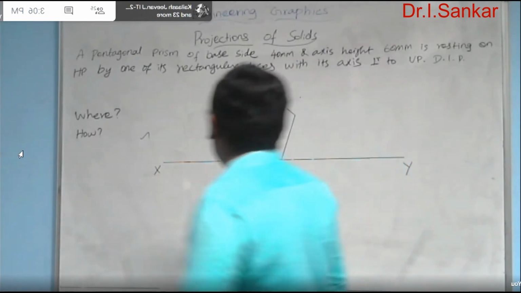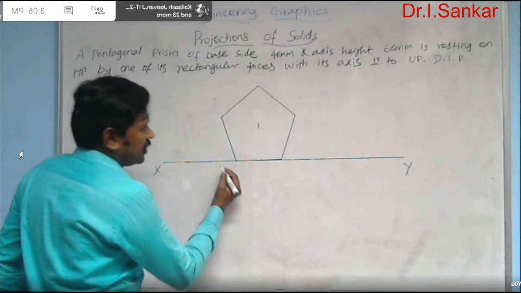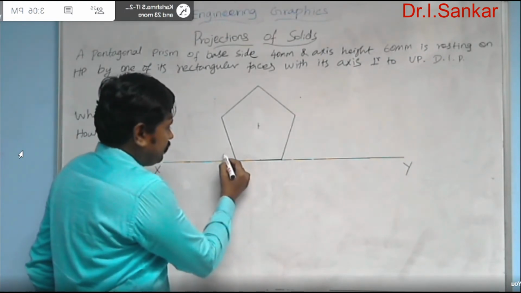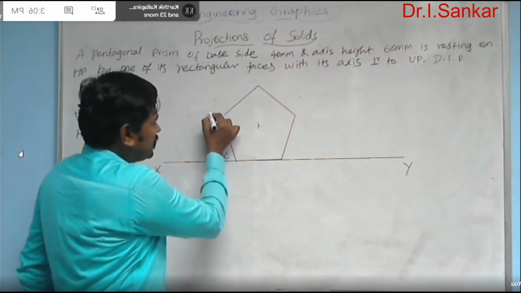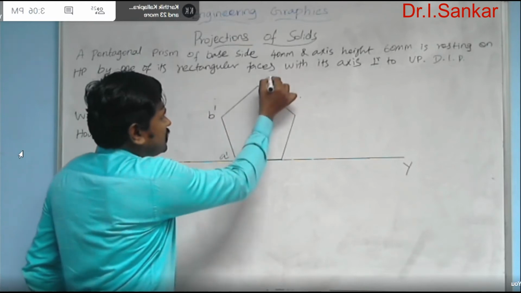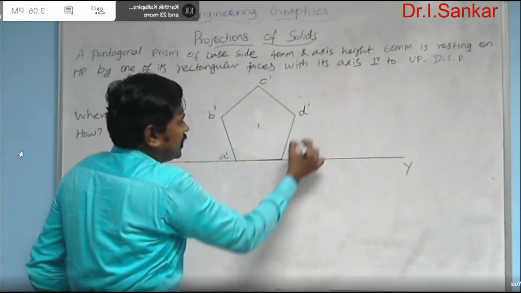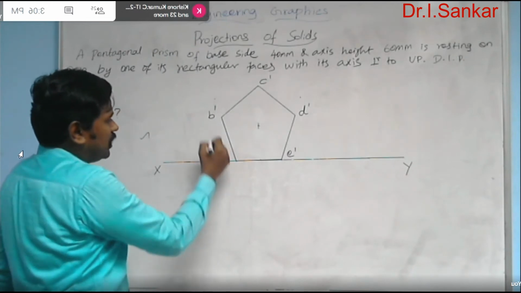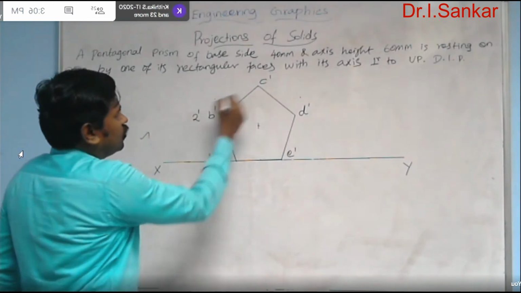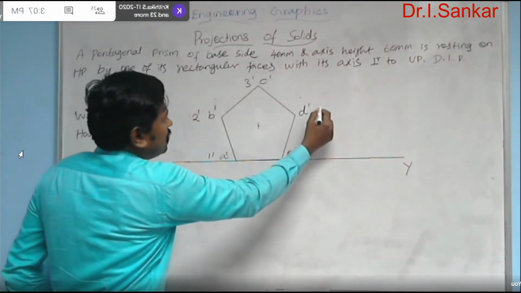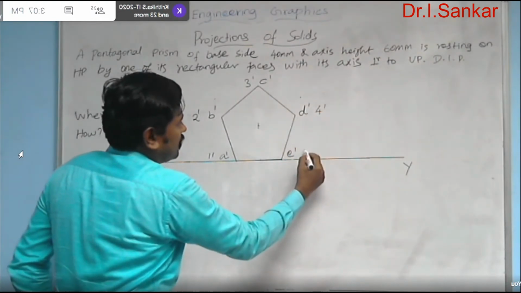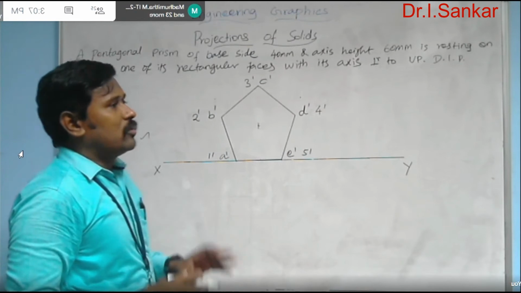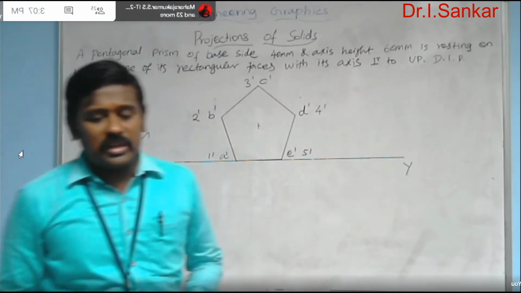Now you need to give names to each and every corner. Totally 10 corners you have to name here. So starting from A dash, B dash, C dash, D dash and E dash, 1 dash, 2 dash, 3 dash, 4 dash and 5 dash. Okay, and now, which ones are going inside the bracket?